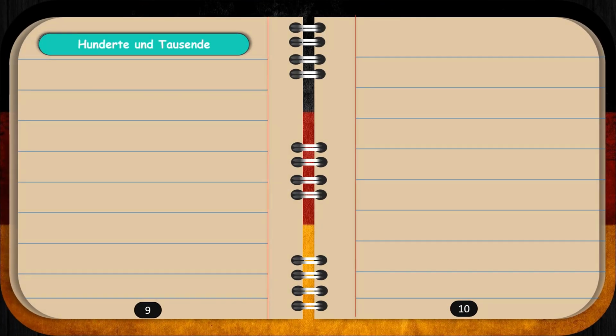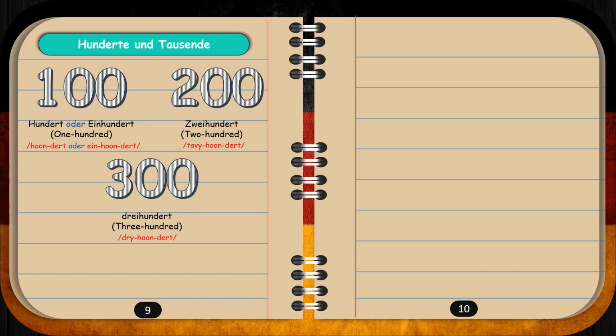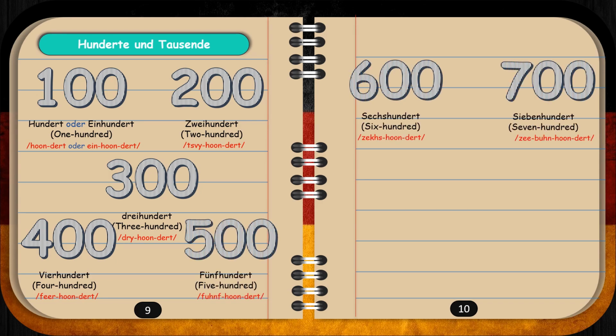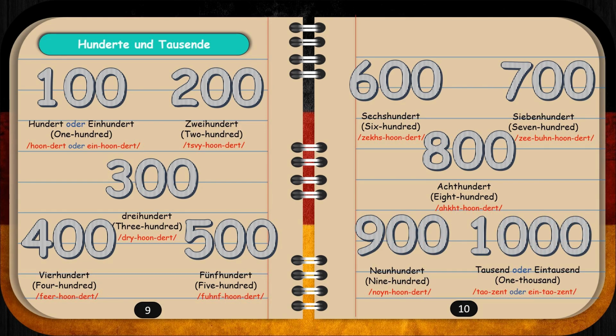Moving on, let's learn how to express hundreds and thousands in German. 100 oder 100, 200, 300, 400, 500, 600, 700, 800, 900, 1000 oder 1000.